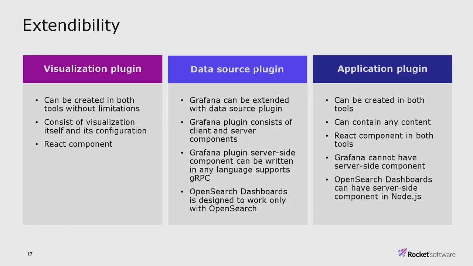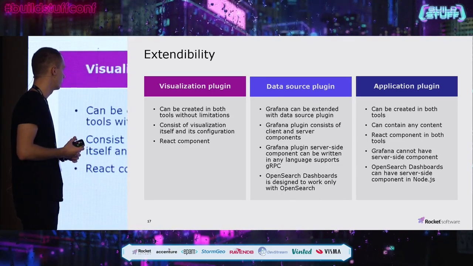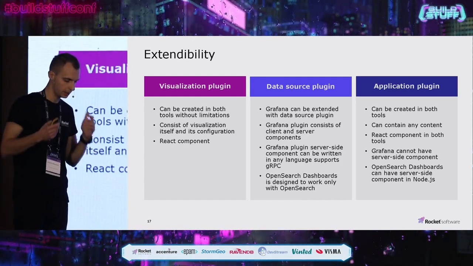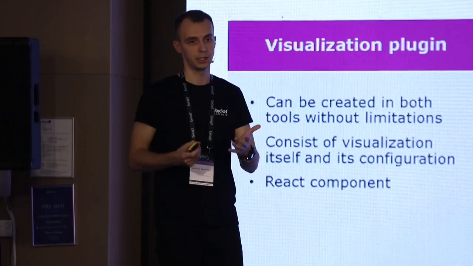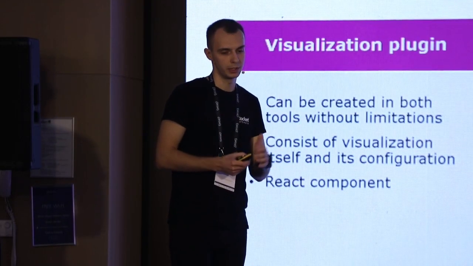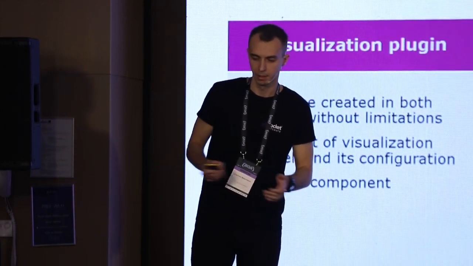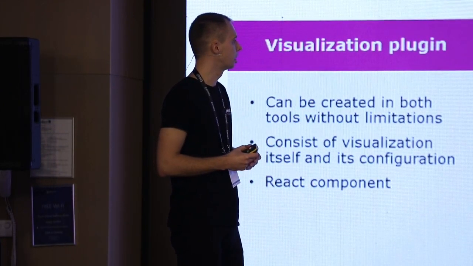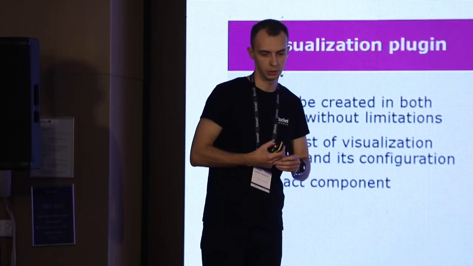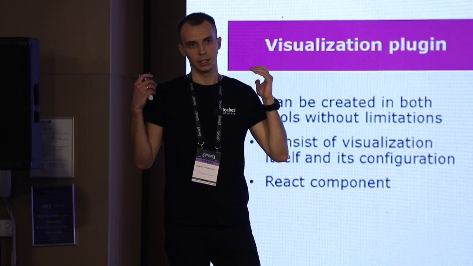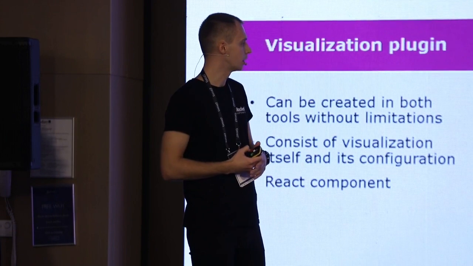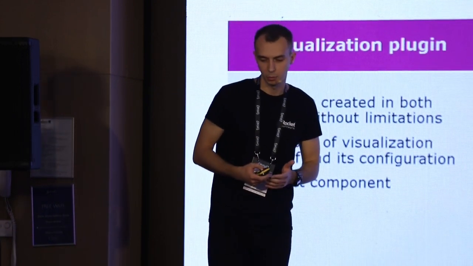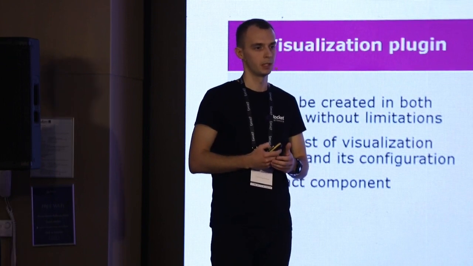Okay, so let's look at the customization options available in both tools. You can create a visualization plugin without any limitation. A visualization plugin consists of two different components: the visualization itself and its configuration. Both of these components should be written in React. Okay, but what about the data source plugin? Grafana can be extended with a data source plugin, and it might contain two components. The first one is a client side, which should also be written in React, and the second one is an optional server side component.